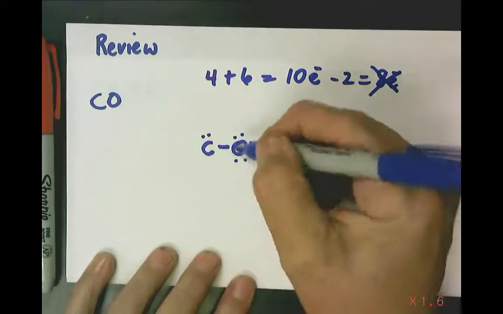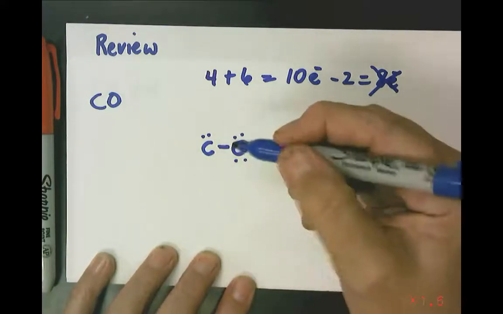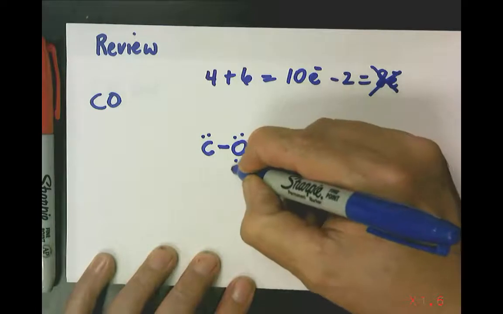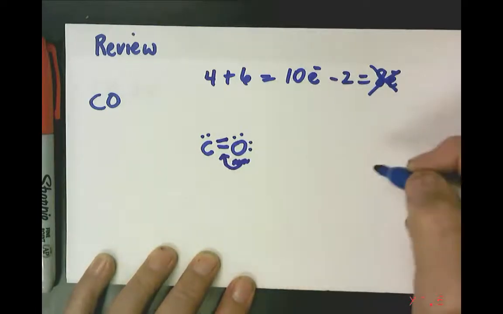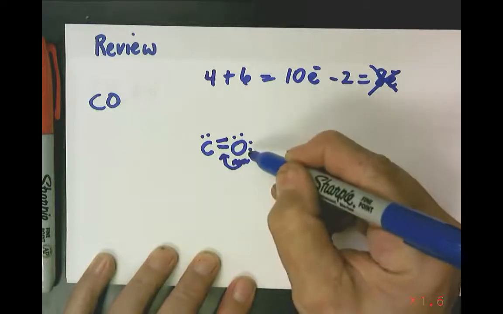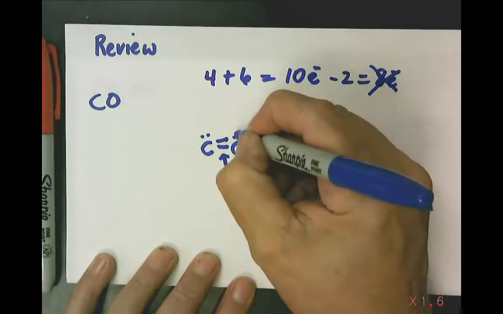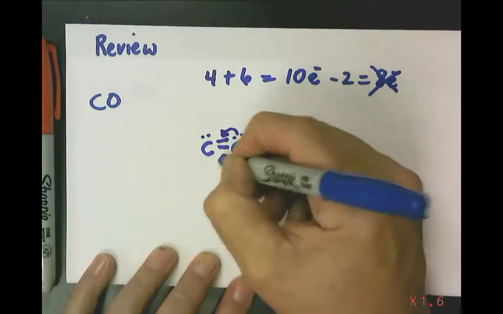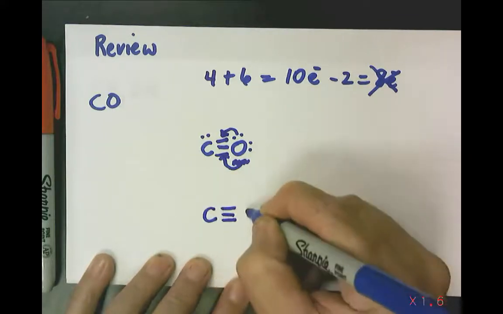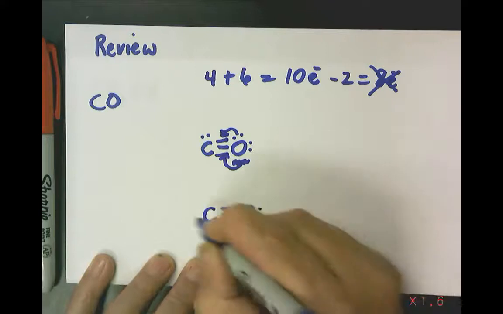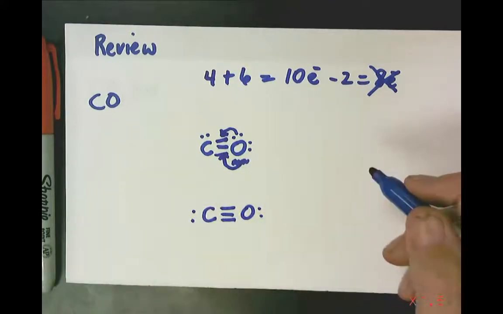Now I see that while oxygen has a complete octet, carbon does not. So we've got to use some multiple bonds. So I'm going to push these 2 over here. So now they're being shared. Okay, oxygen still happy, content with its 8. Carbon not yet. So we got to push 2 more. Okay. And so that's going to give us a triple bond. So we're going to end up with carbon with a triple bond, and then a set of lone pairs on each element. So there's carbon monoxide.